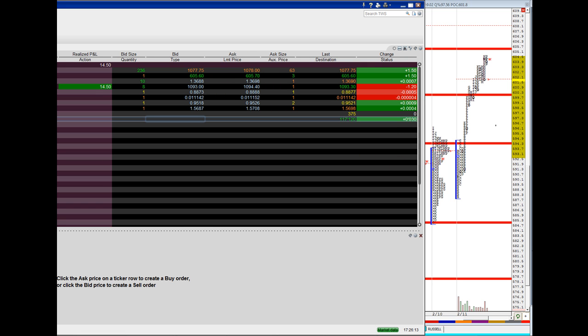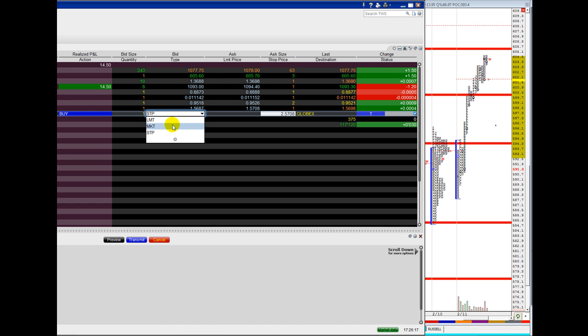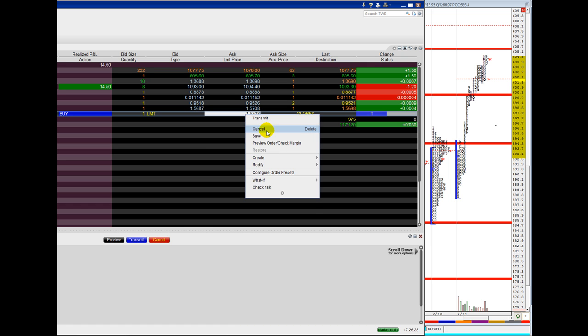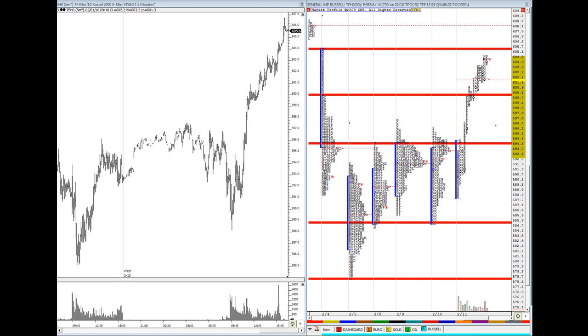It's not a ladder, but what you could do is you could click the ask, and you could change it to limit, market, a stop order, and so on. It's the exact same thing as clicking any of these prices, except you don't have the DOM. I prefer the DOM just because you could see a bit more in depth.